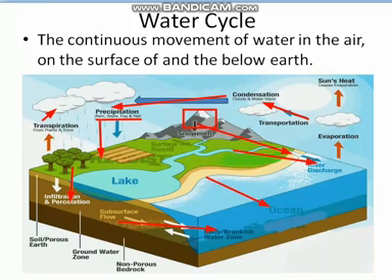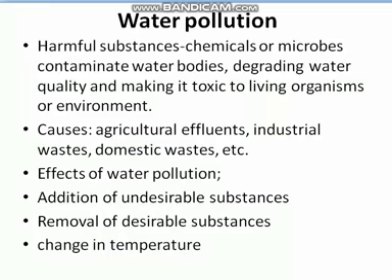So this is what we mean by water cycle. This is how water is circulated between the atmosphere and the earth in different forms: in solid form, that's snow; in liquid form, that's the water in the lakes, oceans, rivers; or the gaseous form, that's the water vapors in the atmosphere. So in simpler words, we can say it is the process of continuous movement of water in the air, on the surface, and below the earth.